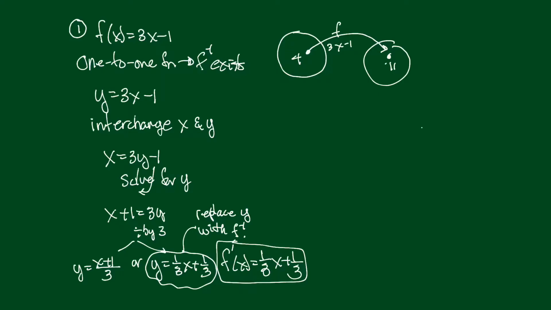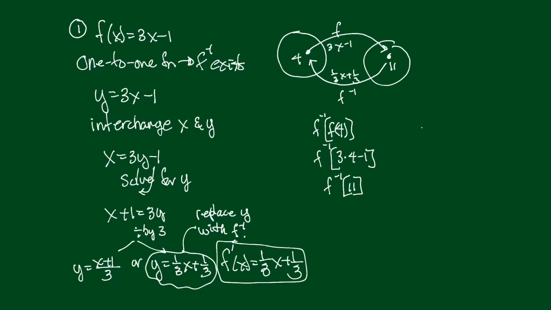And then, if we've got this inverse right, if you put the 11 into the inverse, which is 1/3 x plus 1/3, that should get us back to the 4. Let's test it out. So I'm going to start here with a 4. I'm going to process it with f, and then I'm going to process that with f inverse. So f inverse of f of 4. Now we just did that one, right? That's 3 times 4 minus 1. So this is f inverse of 11. Now put the 11 into the inverse. I've got the inverse down here at the bottom, so I'm going to put it right here.